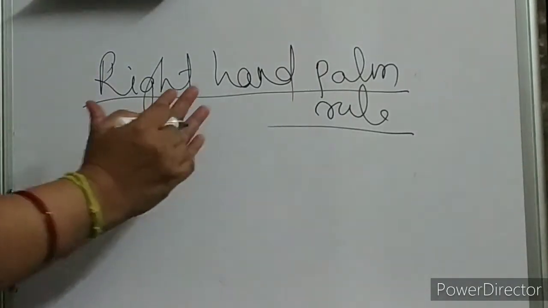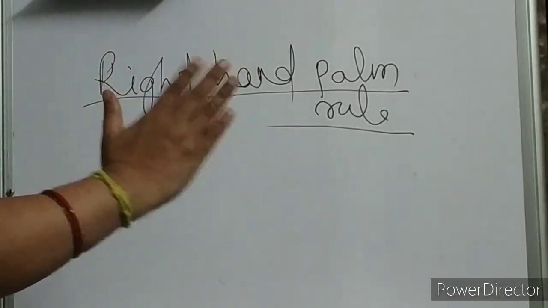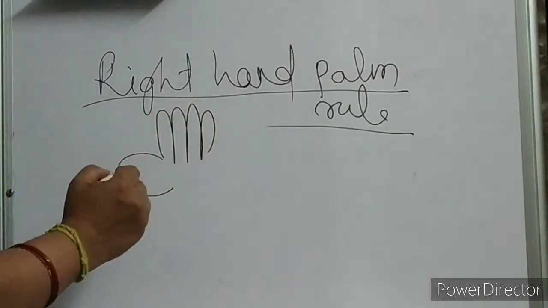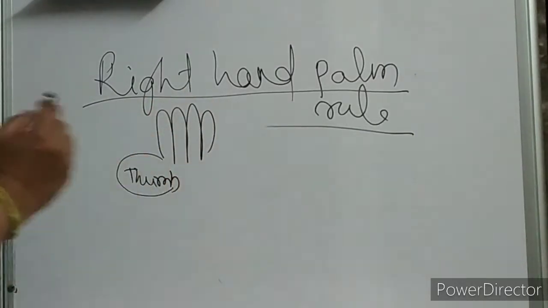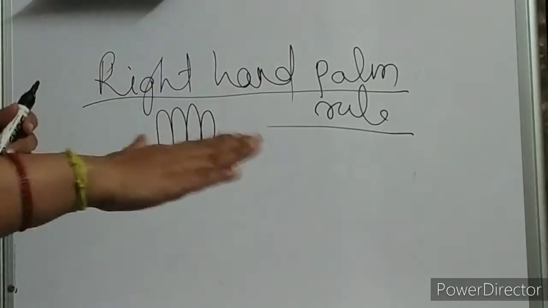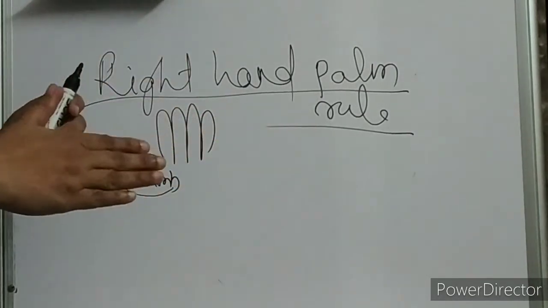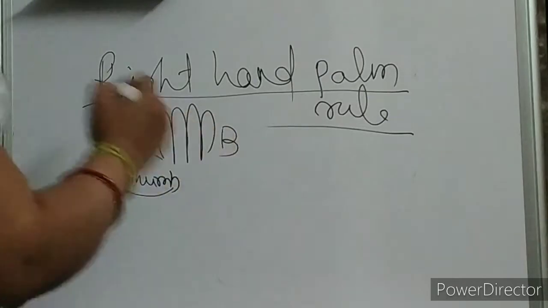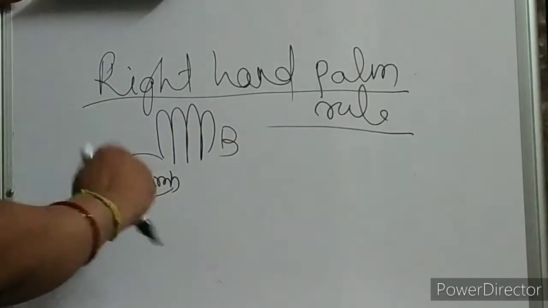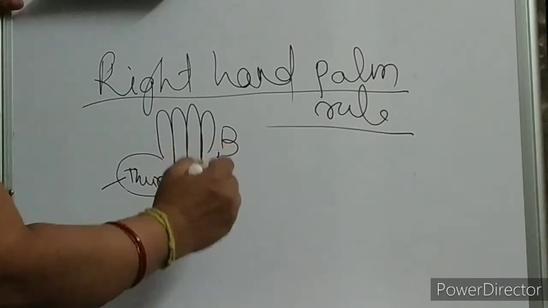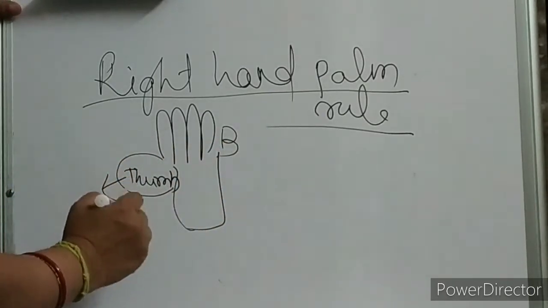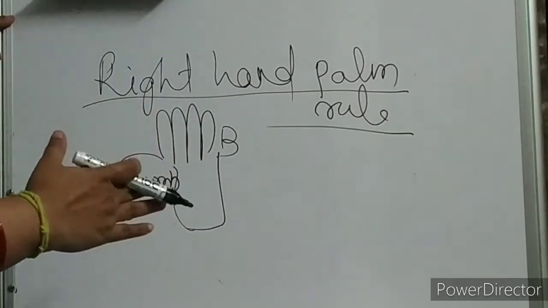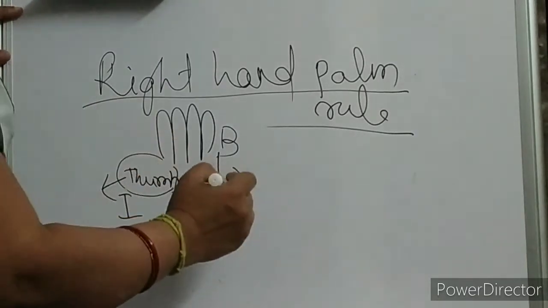Now this is your thumb like this. This is your right hand palm. The thumb is like this and all the fingers are like this. What you will do first: keep all the fingers in the direction of the magnetic field. And keep the thumb in the direction of the current. And the way your palm faces is your force direction. Interesting?